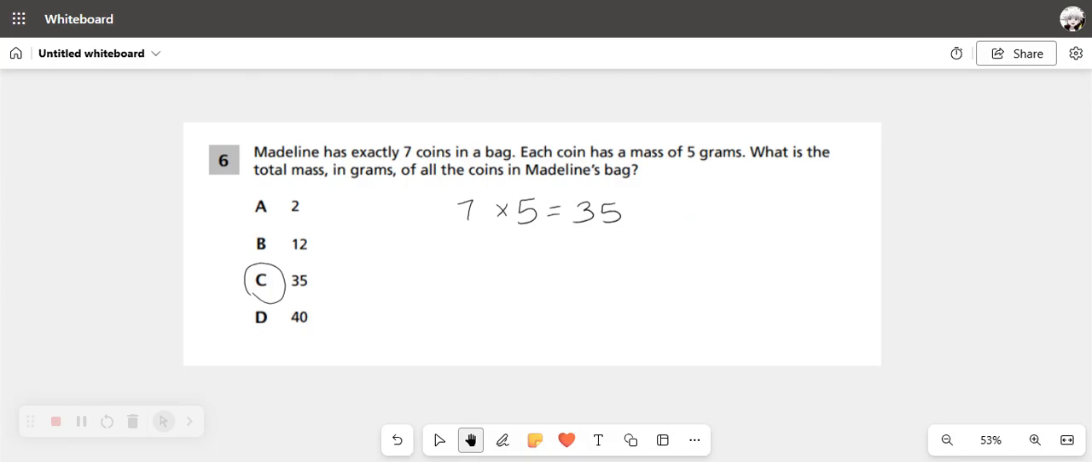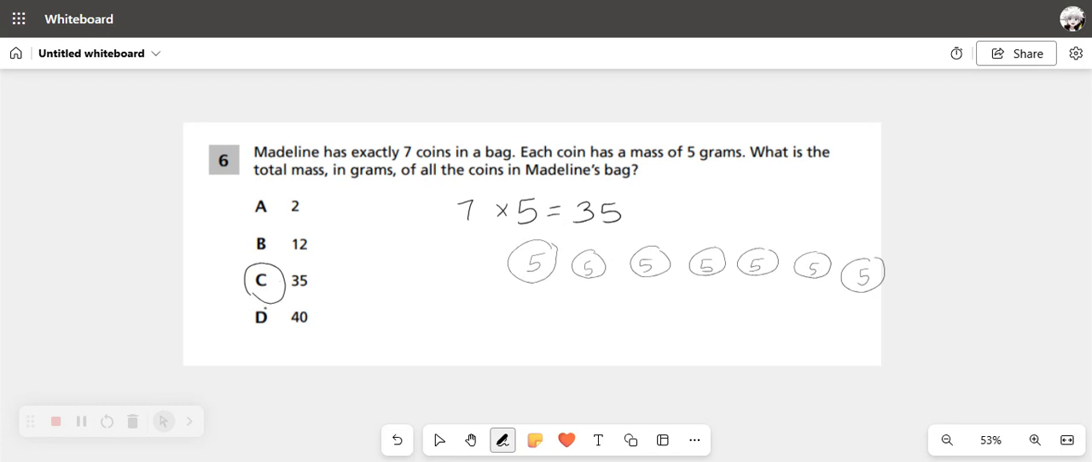So in this question, you have 7 coins in one bag, and if each coin has a mass of 5 grams, you have 1, 2, 3, 4, 5, 6, 7 coins. Sorry if they're unequal. That's my drawing, but you can tell that each coin has the same mass. And to find the total mass, you need to do 5 plus 5 plus 5 until there are 7 fives. And that's equivalent to doing 7 times 5 equals 35.